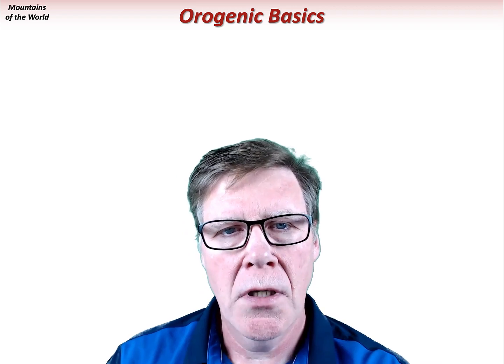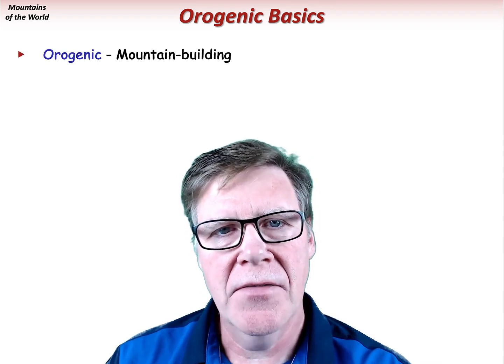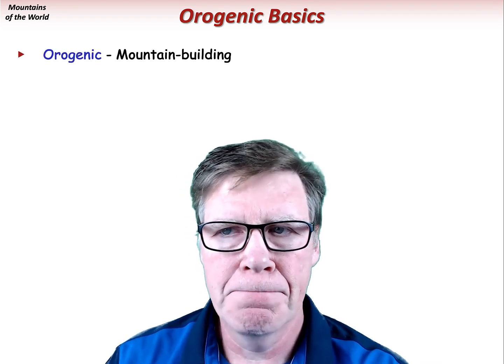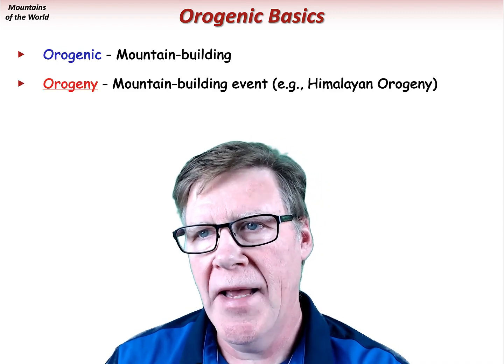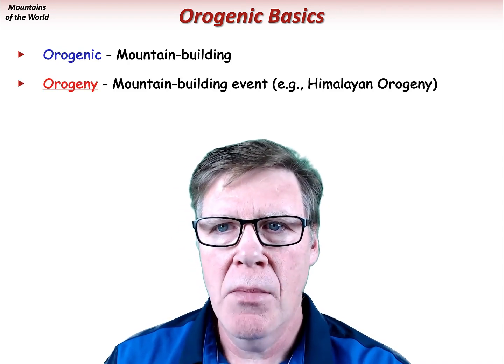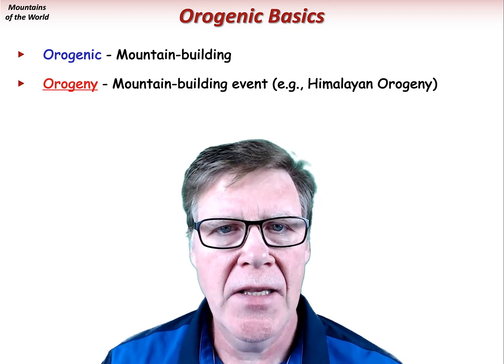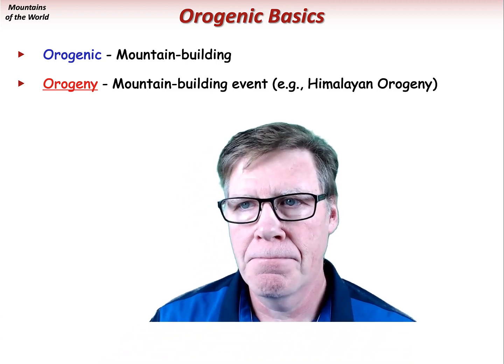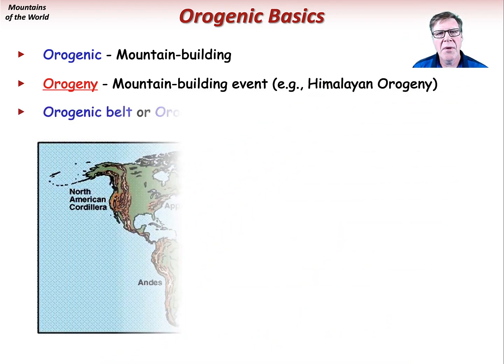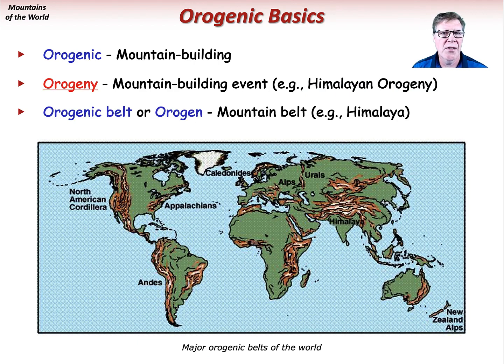For example, orogenic is an adjective that refers to mountain building. Orogeny is a noun referring to a mountain building event, like the Himalayan orogeny. Sometimes mountain ranges are referred to as orogen or orogenic belts. Now that we've cleared up any orogenic confusion, we can start talking about mountains.